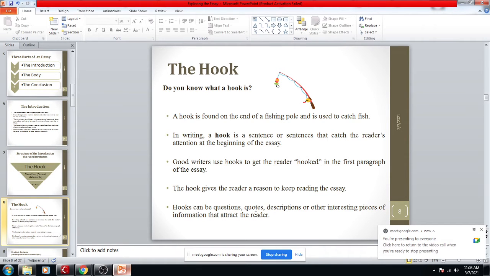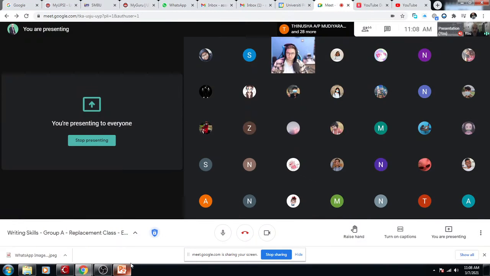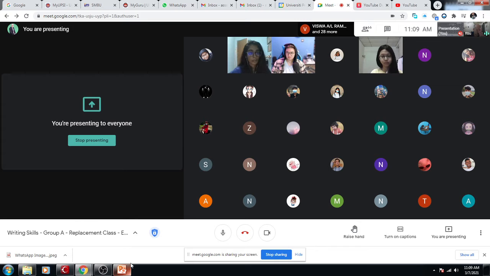Now that we know what a hook is, a sentence or a group of sentences at the beginning of the first paragraph of an essay, the introduction, the first element, now let's look at the types of hooks.